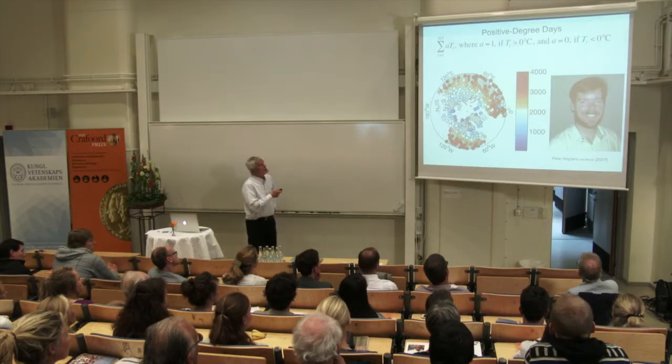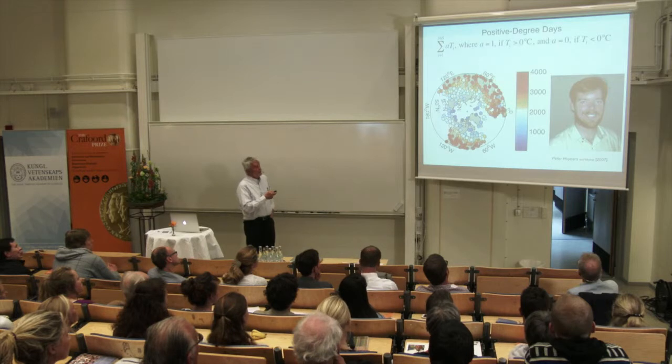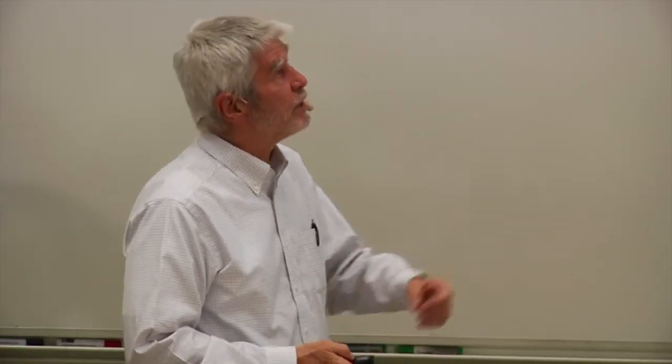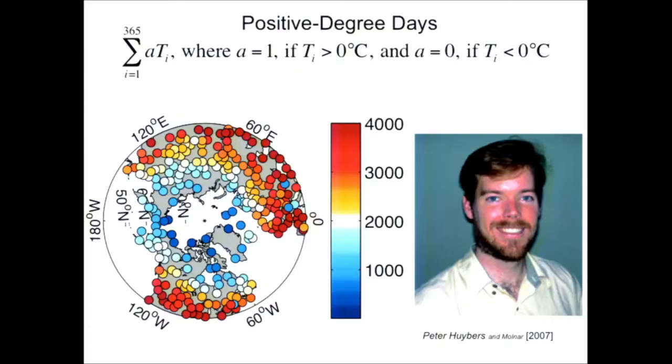I'm going to show you some work by Peter Hybers. And the concept that we use is called positive degree days. If you have a mean daily temperature that's positive, warmer than freezing, we keep it. So imagine we sum over a year, the first day, i equals 1 is January 1st, i equals 365 is December 31st. We take the first day. If the temperature is positive, we multiply it by 1, we keep it. If it's negative, we multiply it by 0, we throw it away. And then we move on through the year, adding up the total number of positive degree days.